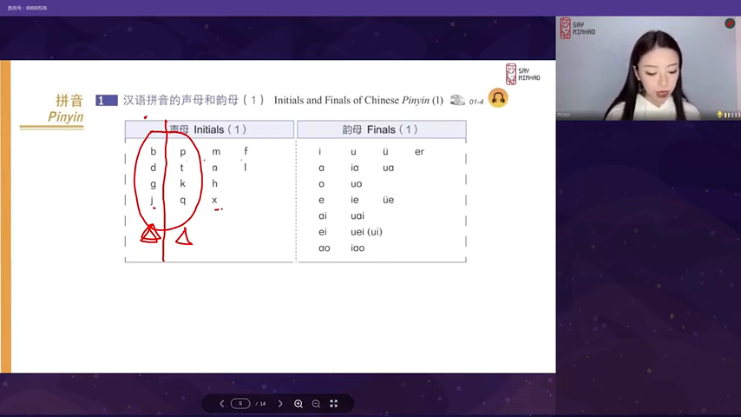Finals. As we can see, there are many finals here. So let's read after me, okay? First one is e, e, e. Next one, u, u, u. Sounds like a train. Next, ü, ü. Next, er. You can try to pronounce e first and then roll up your tongue. Er.